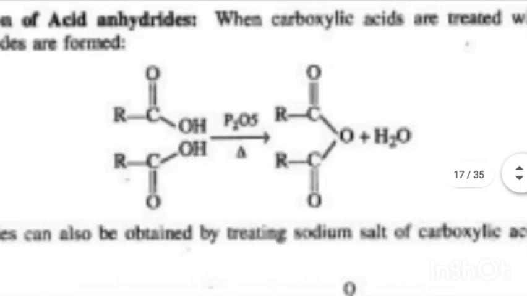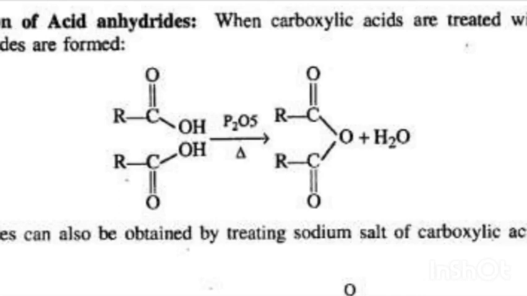So in this case, we have to take two molecules of carboxylic acid. From one carboxylic acid, hydrogen can be released. From the other carboxylic acid, OH can be released. So these H+ and OH- will join together and form a water molecule. This reaction happens while we are heating it in the presence of a dehydrating agent like P2O5.